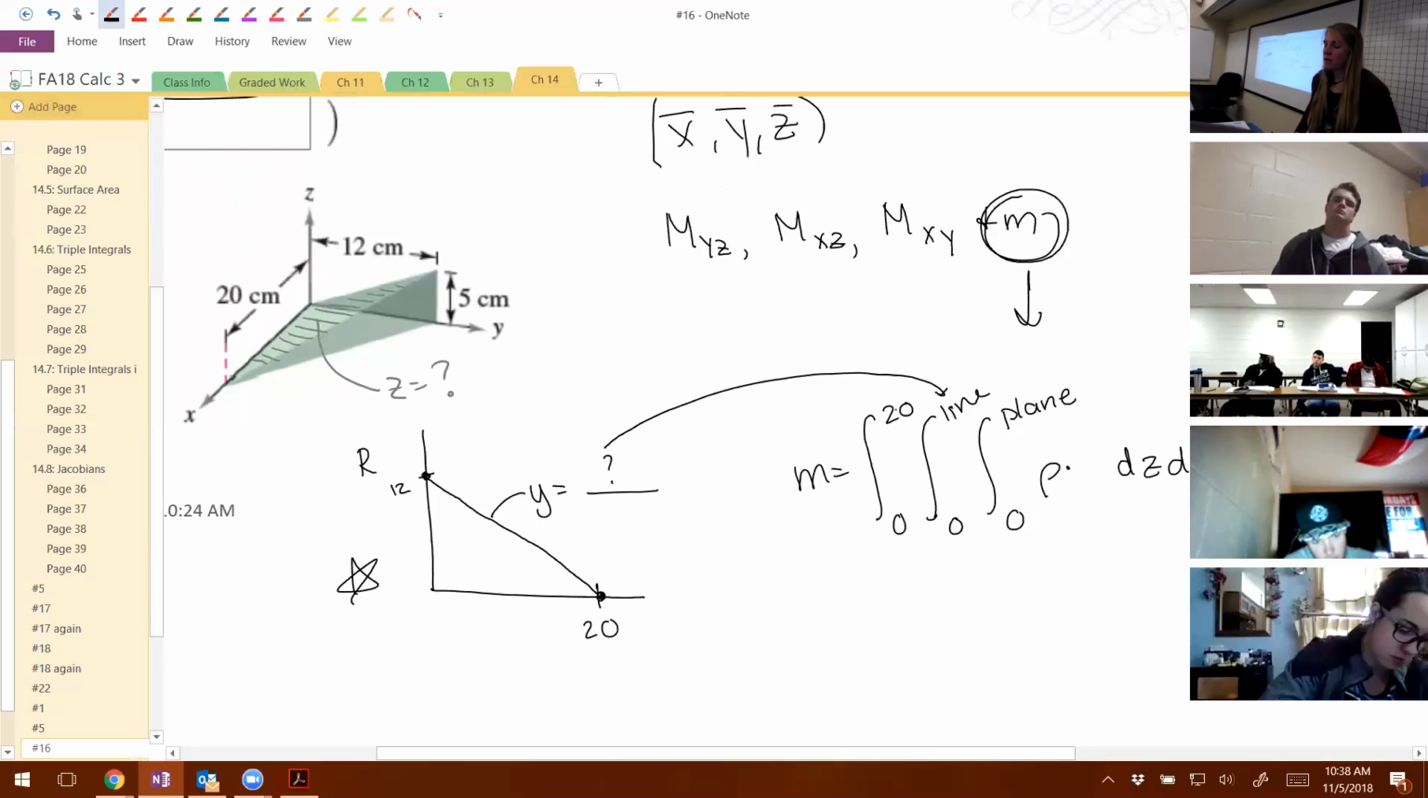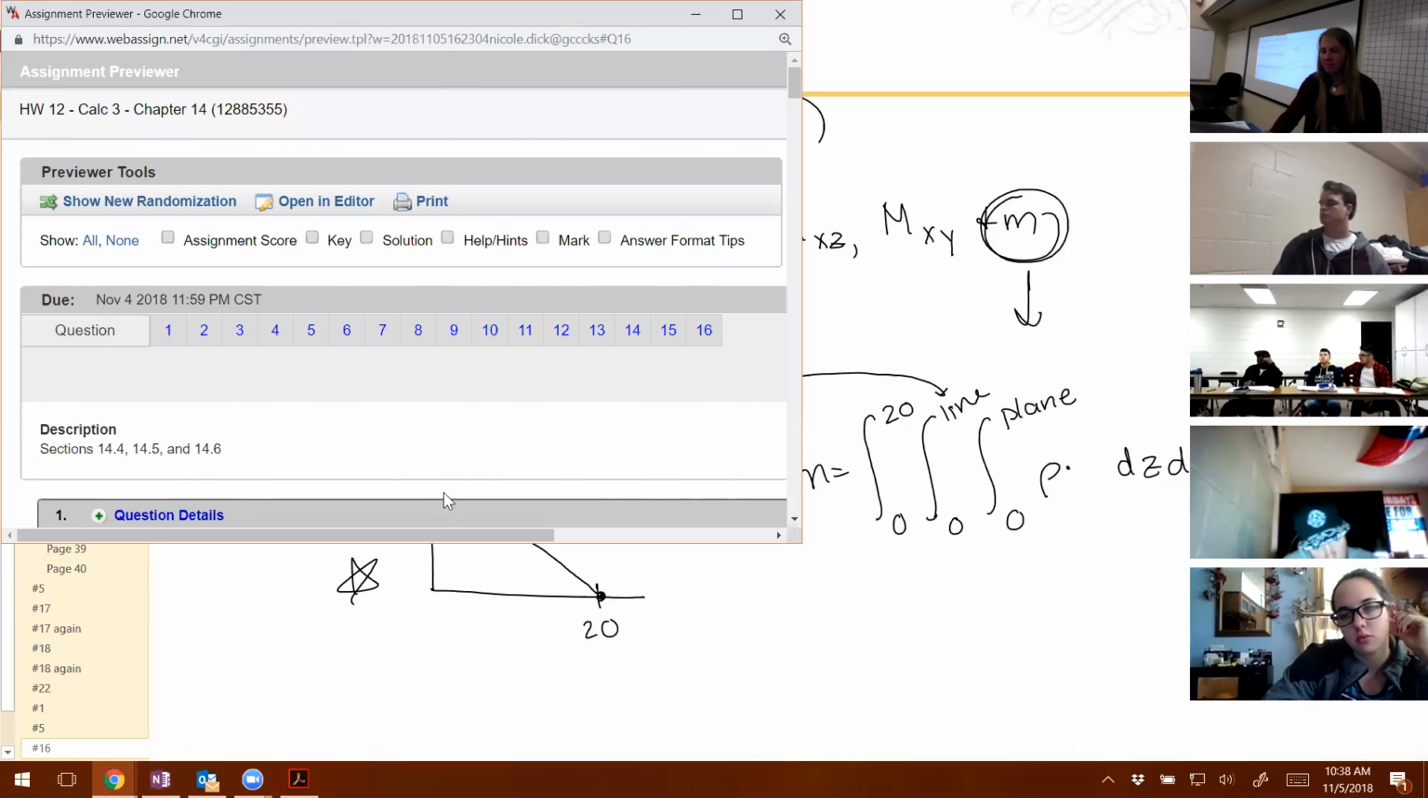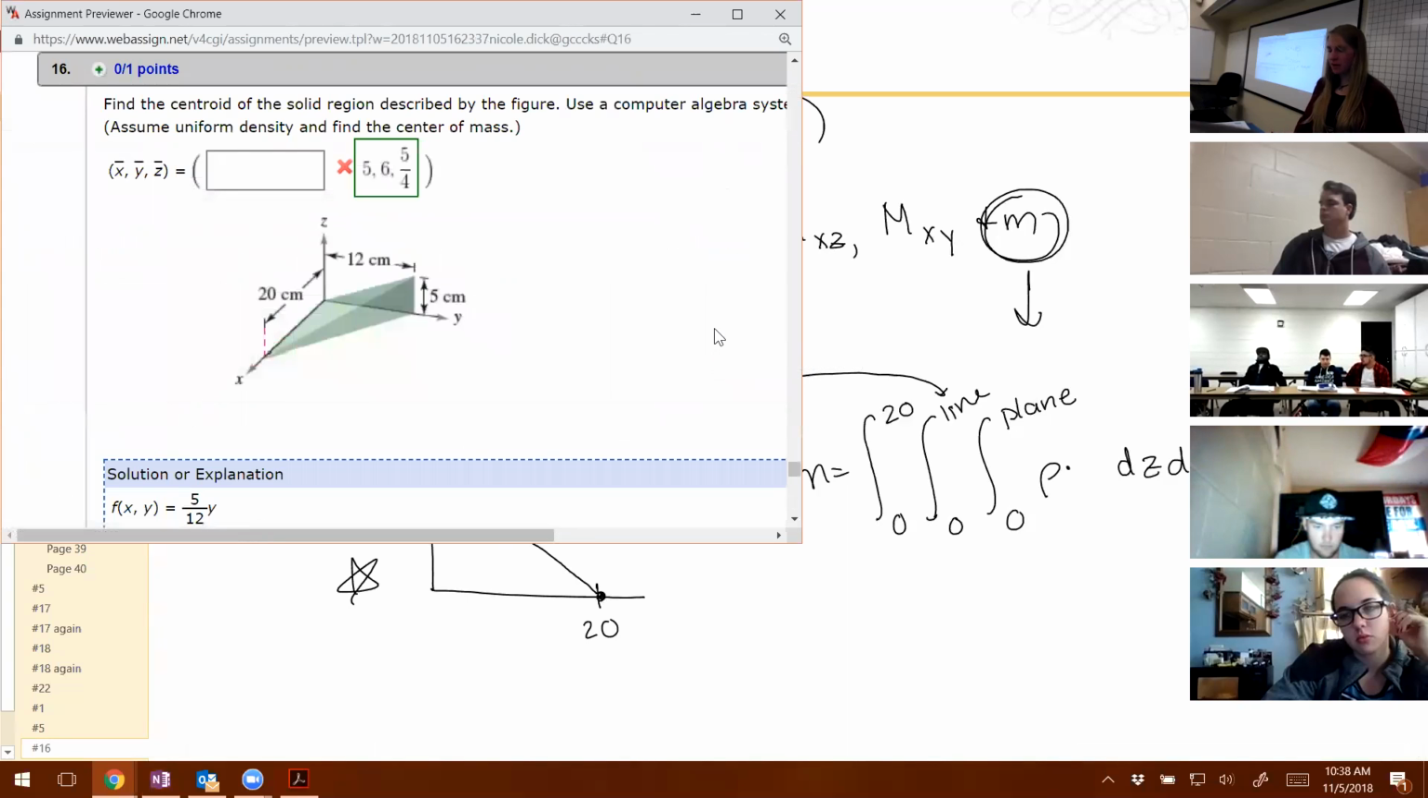That is too much work for a 1. That is a lot of work for a 1 point problem. Yeah, that's very true. Let's do this. And that isn't even solving it. That's just getting the work.